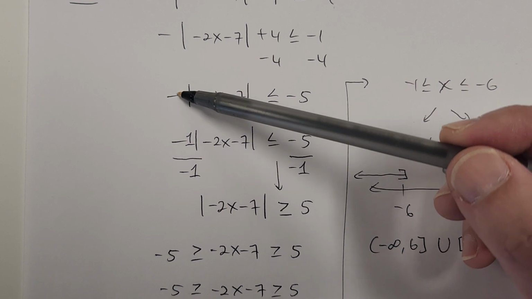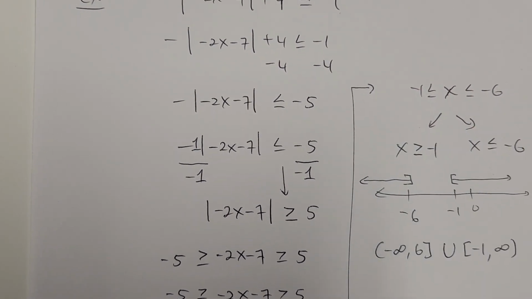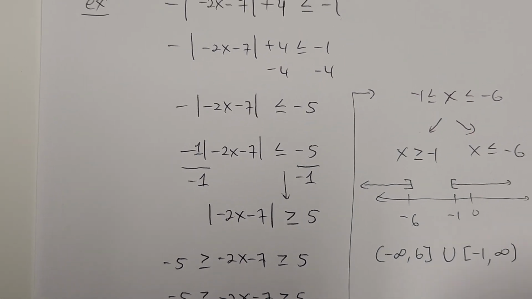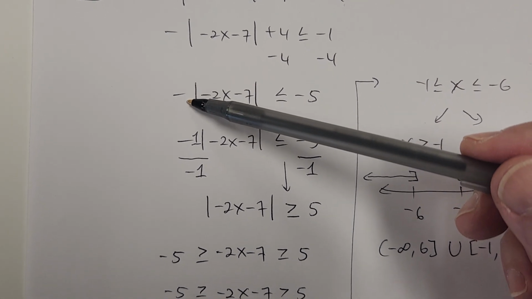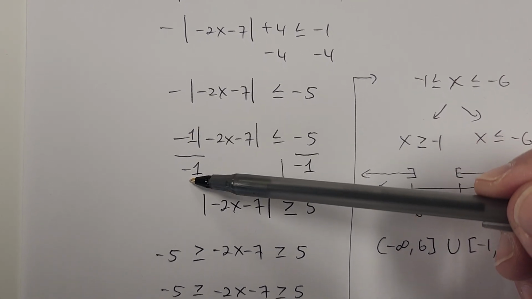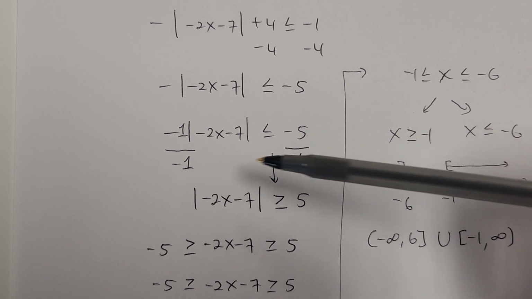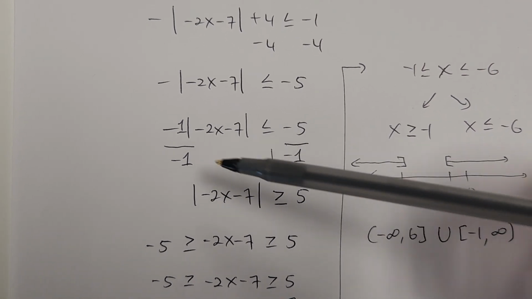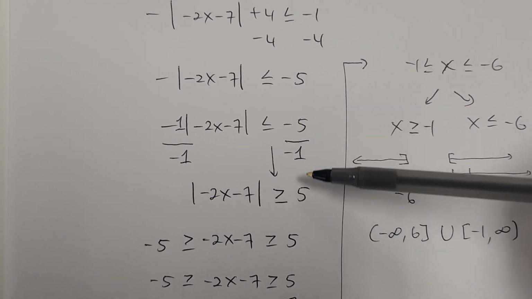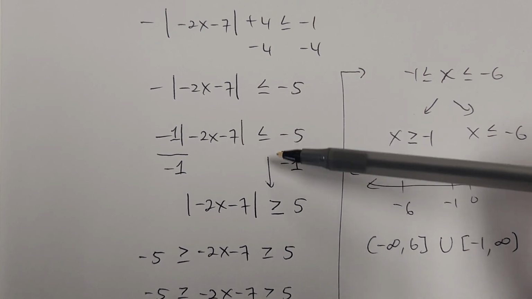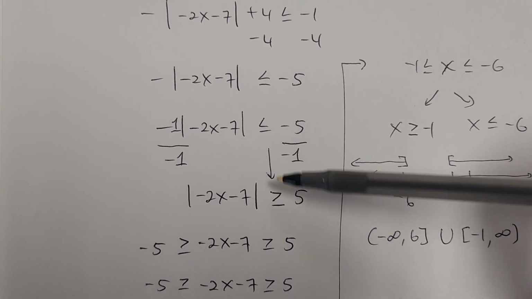Next, I still have a negative here. So pretend that there's an invisible 1 right here. So we need to divide by -1. So divide by -1 to both sides, and that goes away. And this gives me +5. Since I'm dividing by negative, this symbol is switch.